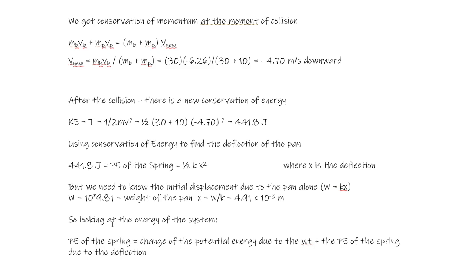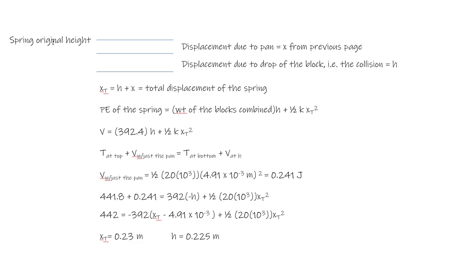Now we want to look at the whole system. So the potential energy of our spring when it hits its maximum deflection is going to equal the change in the potential energy due to the weight of the pan plus the potential energy of the spring due to the new deflection. So let's look at that for a second. So here's my spring at my original height. We get a displacement due to the pan, and we get a displacement due to the drop of the block, that's the collision. So we end up with a height h.